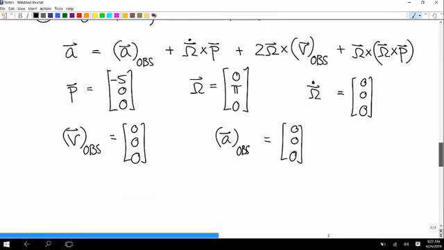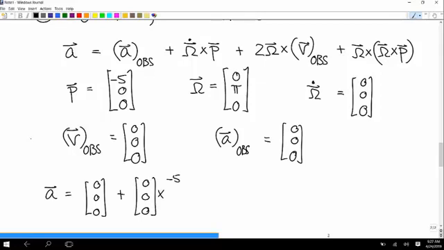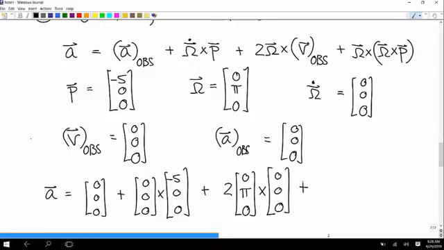Now we have everything we need to put into this expression. So the acceleration is equal to 0, 0, 0, plus 0, 0, 0 cross negative 5, 0, 0, plus 2 times 0, pi, 0 crossed with 0, 0, 0, plus 0, pi, 0 crossed with the quantity 0, pi, 0 cross negative 5, 0, 0.